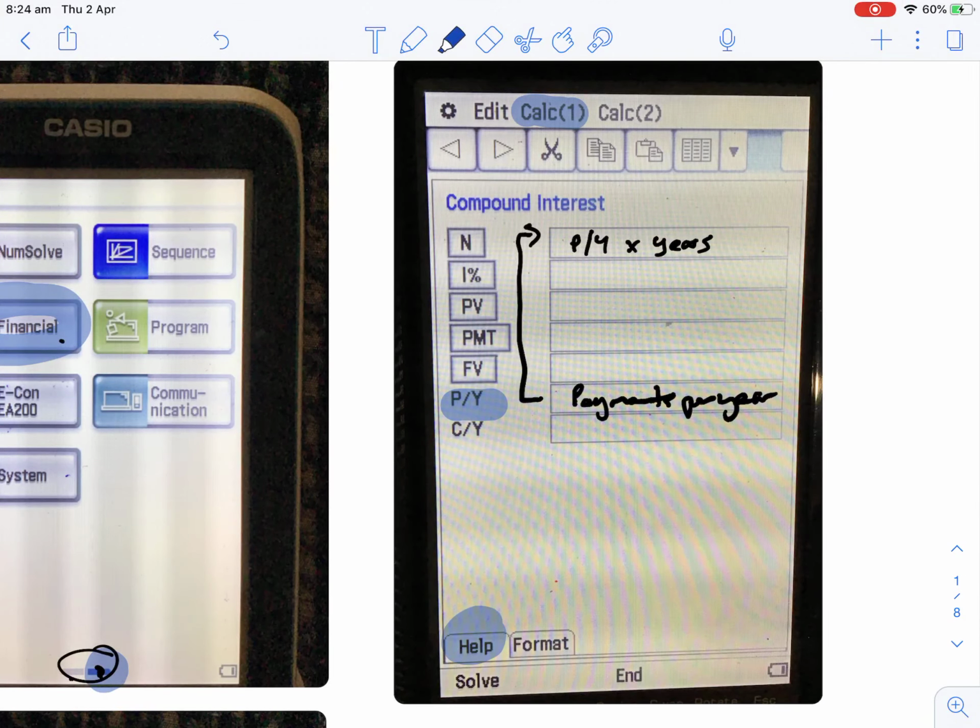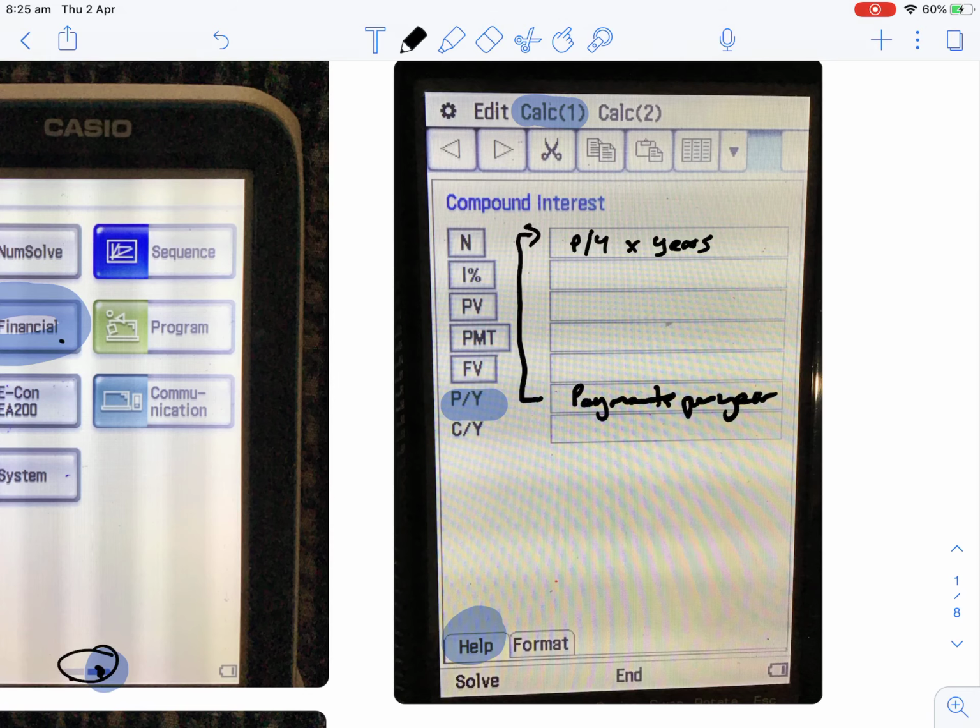So again, if my payments were in weeks, then that N is going to tell me the number of weeks. But if my payments were in months, then that N is going to be a number of months. So you need to make sure you interpret what that number in N means, and you're always going to look back at that PY button to determine that.